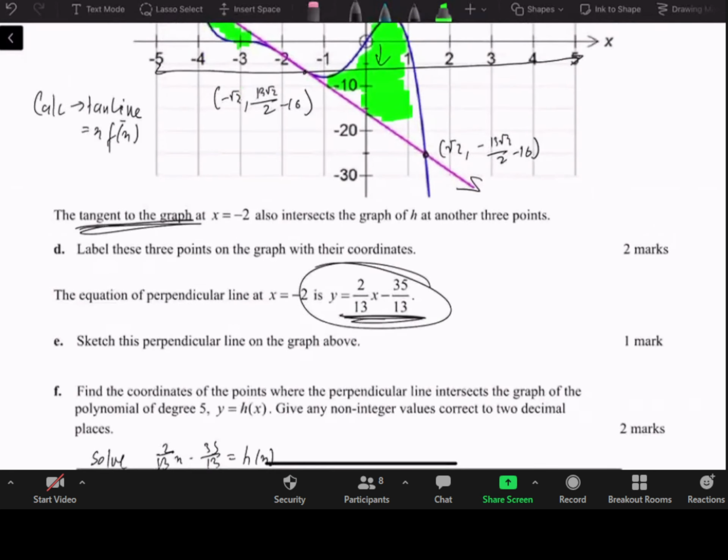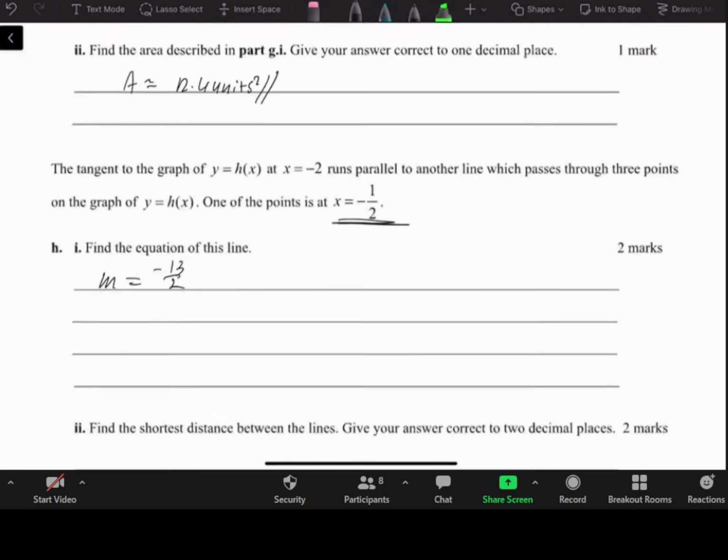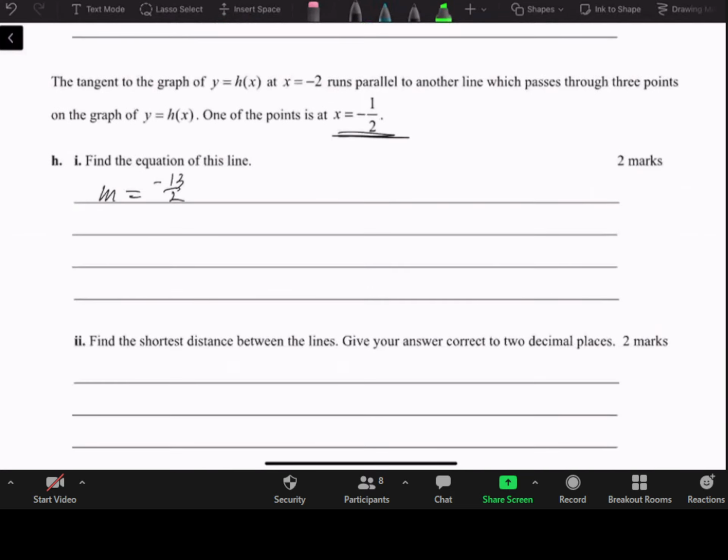So you don't even have to find this equation again, because these two lines are perpendicular. So the gradient of this one would be -1 over 2/13, so that would be -13/2. And that's all you need to calculate this equation. So, yep, you don't even have to follow if you don't want to, but obviously you can if you want to double check or something.